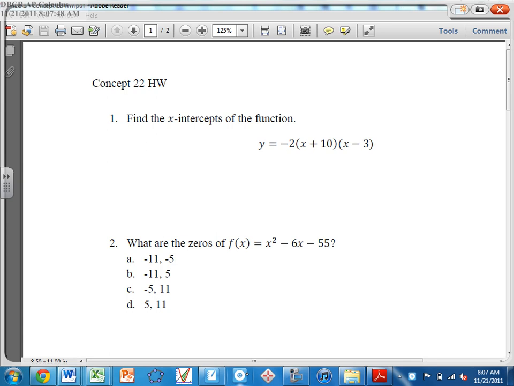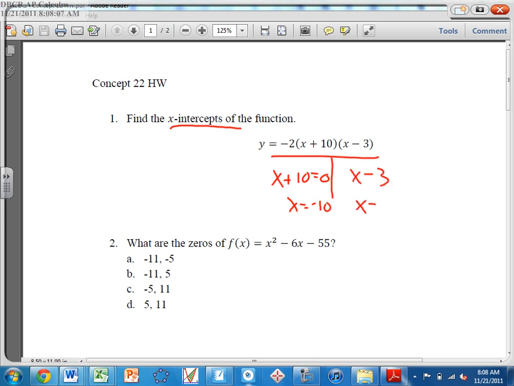Again, find the x-intercepts. X-intercepts are the roots or the zeros of the function. Whenever it's already factored, start by just making a t-chart and then you get your answer. Your answers are going to be -10 and +3. Okay? Again, we didn't go over this one, guys.